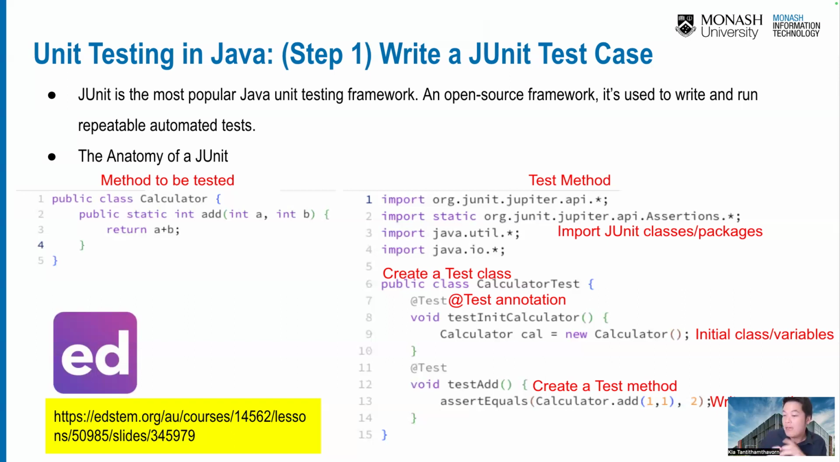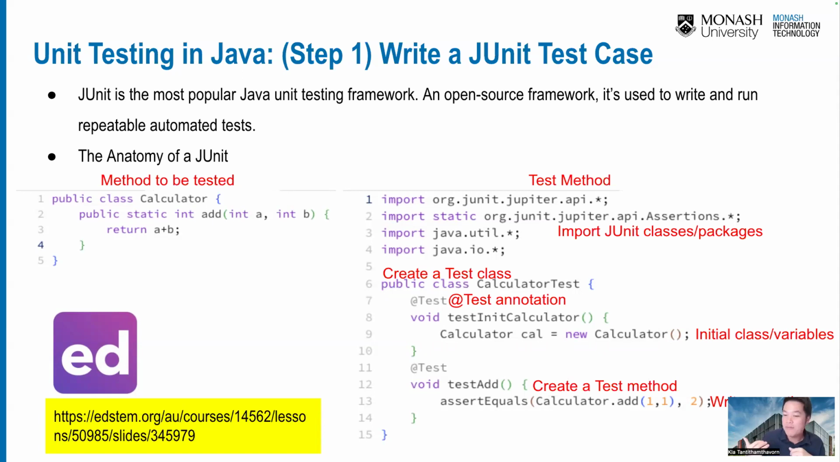Because Java is OOP, we need to test whether the class can be initialized correctly or not, right? So the first test we name testInitCalculatorClass like this. Basically we just create a new calculator object, Calculator cal equals new Calculator, parenthesis and the semicolon. That's how we instantiate the class.